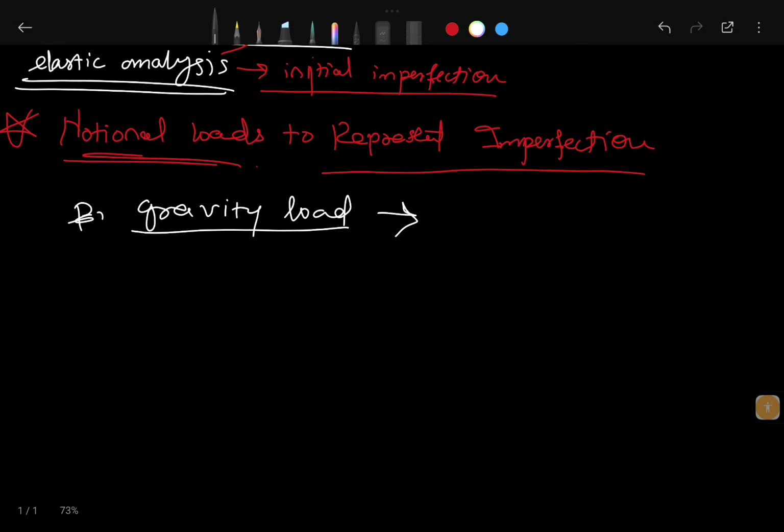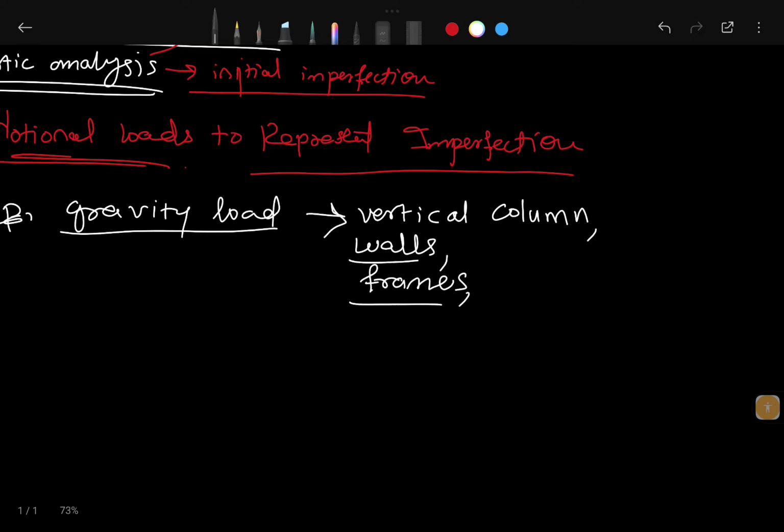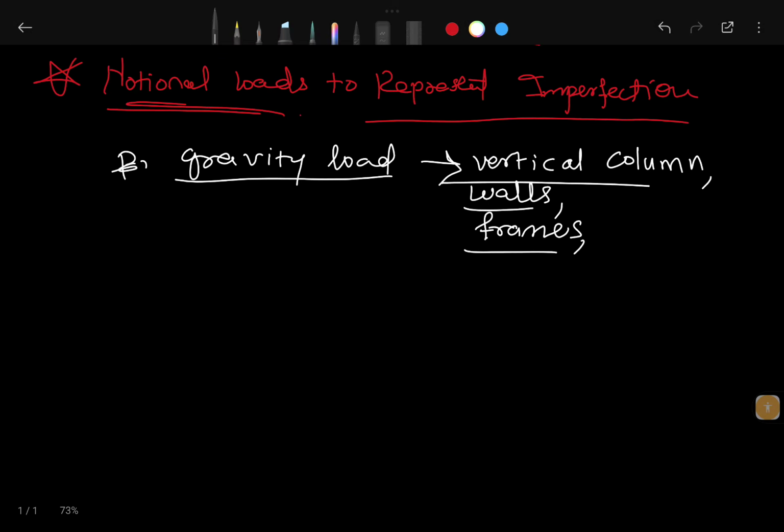For this gravity load, we design for vertical column, wall, frames. So these three important components fall in if we design for gravity load.